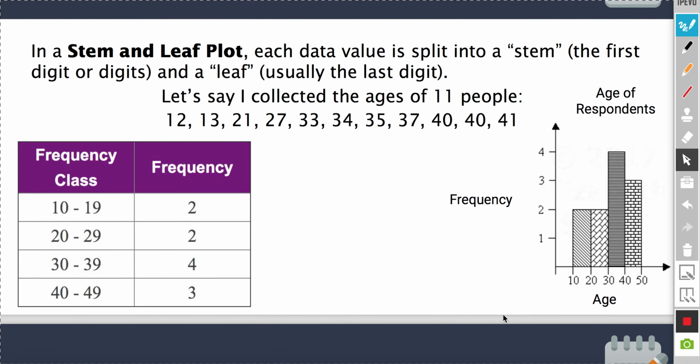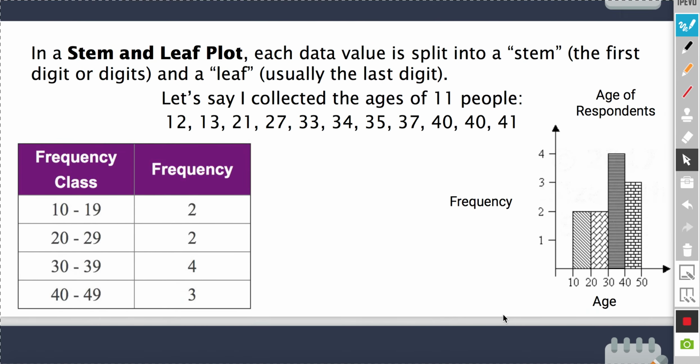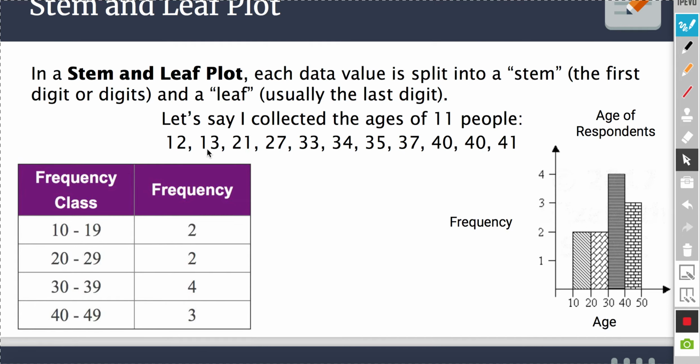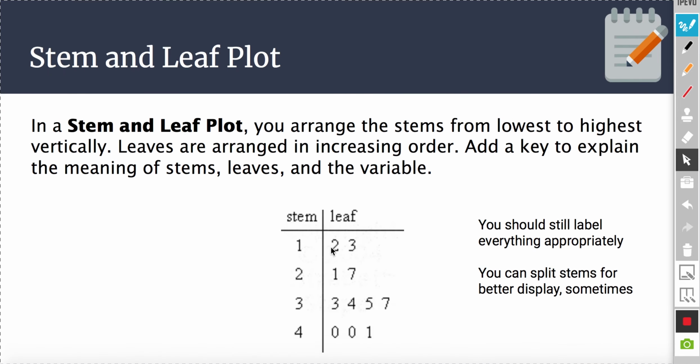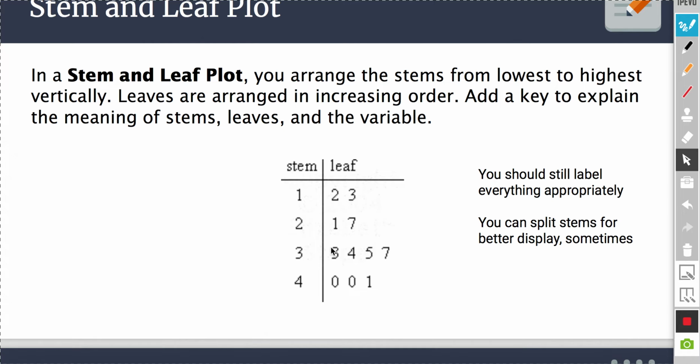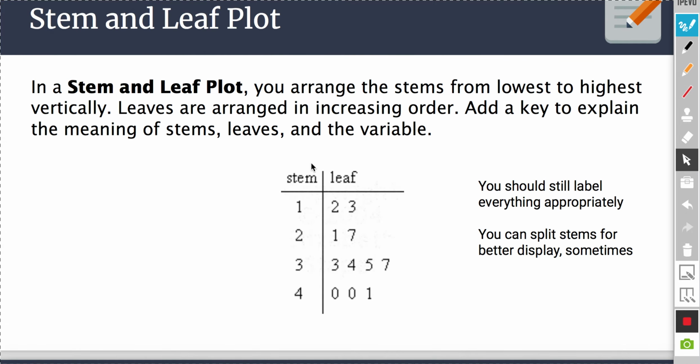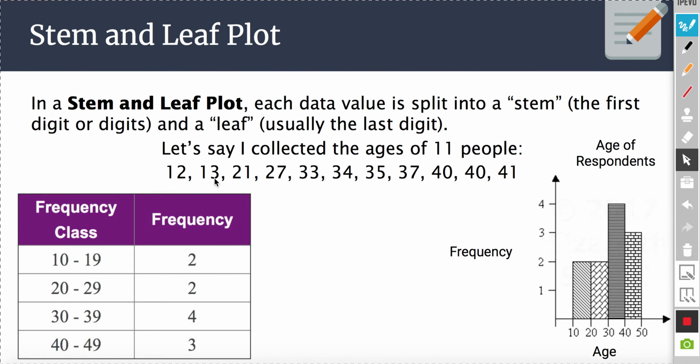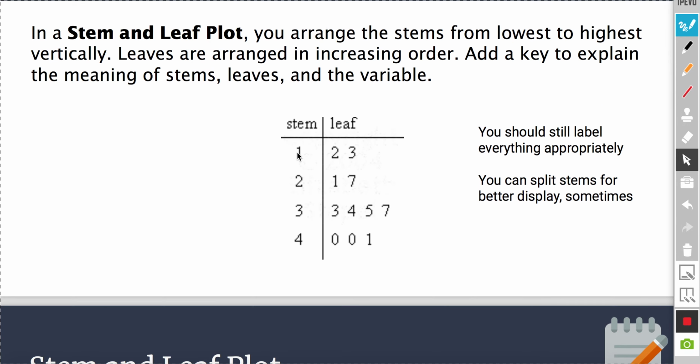For the information we see here, notice I have it in order already. Sorry, 12, 13, 21, 27. I can go ahead and make a stem and leaf plot for that data. All right, you first arrange the stems from lowest to highest. So in this case, counting upwards, we go down. And then the leaves are arranged in increasing order going out. Notice that our ages were 12, 13, 21, 27. The 1 represents the tens digit, so 12, 13, 21, 27, and the leaves extend in ascending order.